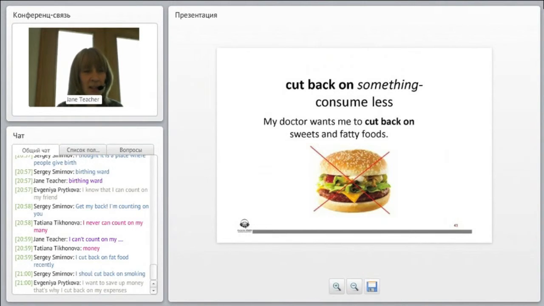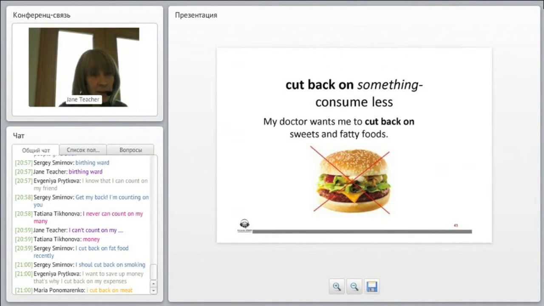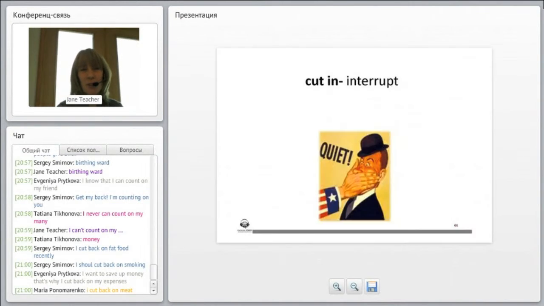I want to save up money. That's why I cut back on my expenses. Great, Evgenia. That's a really good example. Yep. Anyone else? So it's usually something that's maybe negative. Oh, there I see. I should cut back on smoking. I cut back on meat. Good, exactly. Great, good sentences. Often we use it for things that aren't good for us that we need to cut back on. It doesn't mean quit completely, just not consume as much.